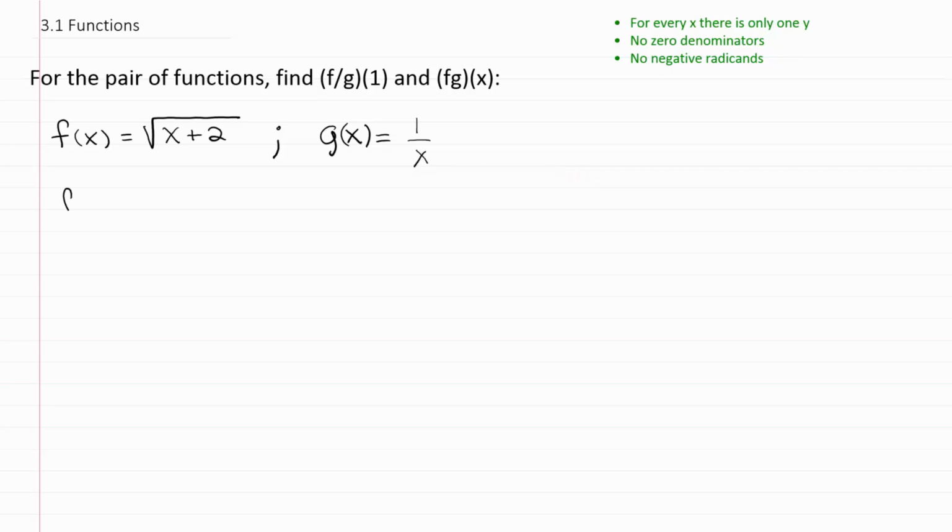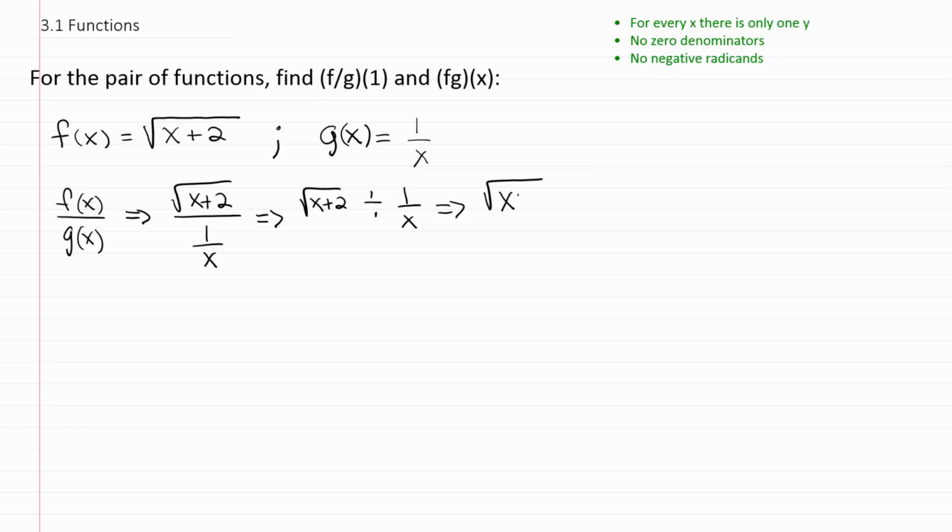So if I do f of x over g of x, and then I plug in 1 afterwards, let's do the first thing though, f of x divided by g of x. I'll have the square root of x plus 2 on top divided by 1 over x. Now, remember that dividing by a fraction is the same as multiplying by its reciprocal. So you'll have the square root of x plus 2 divided by 1 over x, which is the same as saying the square root of x plus 2 times x over 1. And that, of course, ultimately is x times the square root of x plus 2.